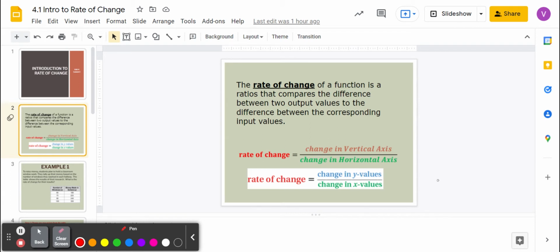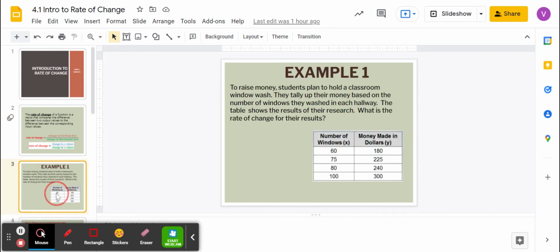So you take any two y values, you subtract them, and you put them over any two x values that correspond, and you subtract those as well. And then you finally simplify to get your rate of change. Now let's look at the first example. It deals with washing windows and the amount of money that students made.